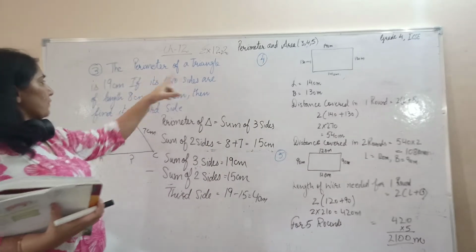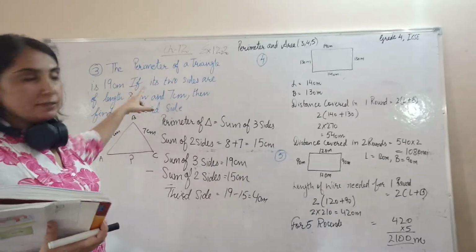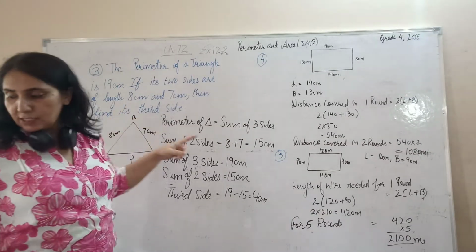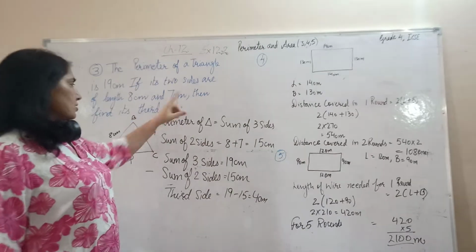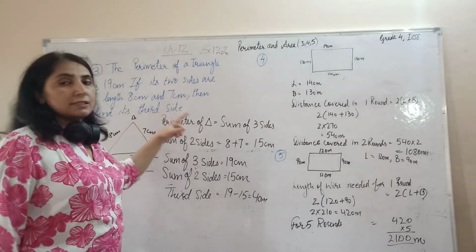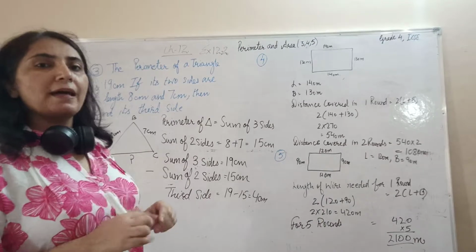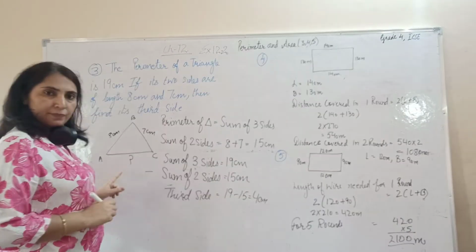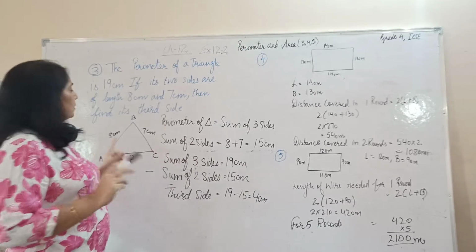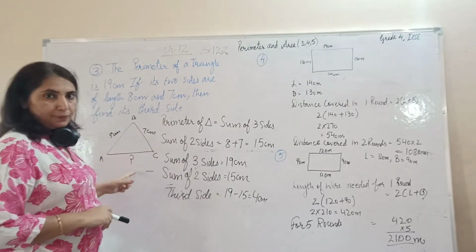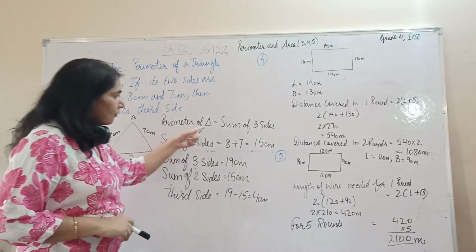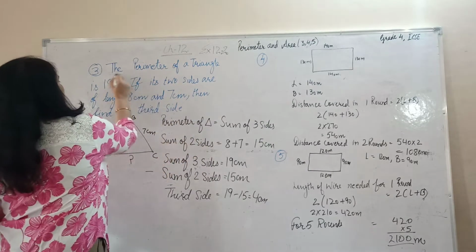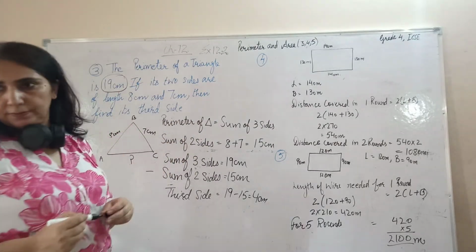The perimeter of a triangle is 19 centimeter. If the two sides are of length 8 centimeter and 7 centimeter, then find its third side. As you know, the perimeter of a closed figure is the sum of its all sides. Now in a triangle we have 3 sides, so the perimeter of the triangle is sum of 3 sides, which is given in the question, 19 centimeter.